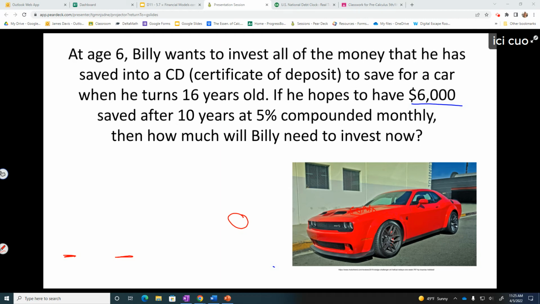All right, so he wants to have $6,000. Now we're going to be solving for our present value. Our present value is going to equal our $6,000 future value times (1 plus our rate, which is 0.05, 5%, compounded monthly, 12) to the 12 times 10, but we need to put a negative symbol up there. We switch the A and the P and we throw a negative up there.